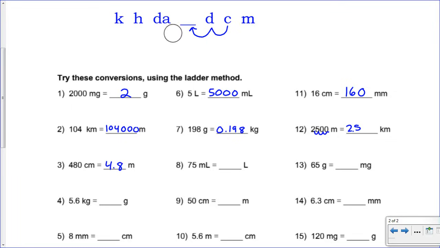Next one, going from milliliters to liters. So milli is here. We're going to jump over 3 spots, the base unit. So 75 with a decimal point here. We're jumping over 1, 2, 3 spots. We've got another egg basket that we need to fill here, so a 0 goes there. It's 0.075.